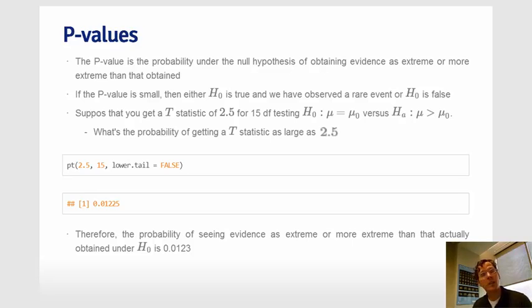It's just pt(2.5, 15), with 15 for the degrees of freedom. We want lower.tail equals FALSE because we want the probability of being larger than 2.5, right? As or more extreme in the direction of the alternative. And that works out to be about 1%. So therefore, the probability of seeing evidence as or more extreme than actually obtained under the null hypothesis is 1%. So either the null hypothesis is true and we've seen an exceptionally large T statistic, or the null hypothesis is false.